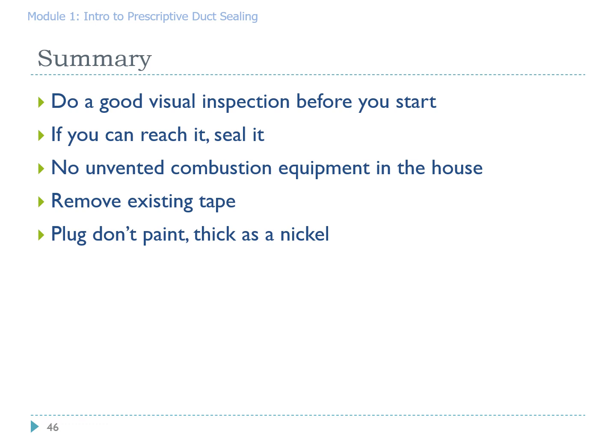The basic tenet of this program, if you can reach it, you seal it. Make sure there's no unvented combustion equipment in the house. And make sure you do a good job of removing that existing tape. If you don't, the mastic will not last. And from a frame of mind, you're plugging, you're not painting, and get that mastic as thick as a nickel.